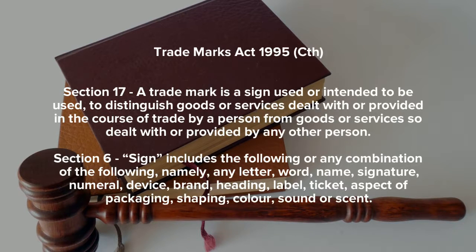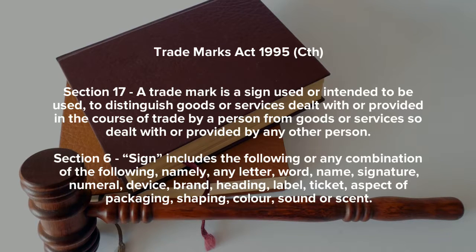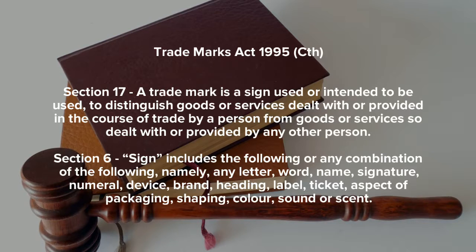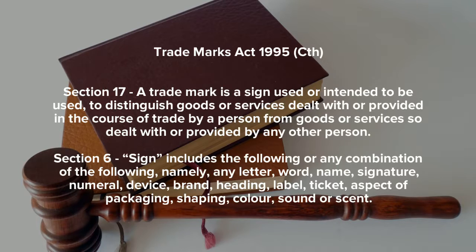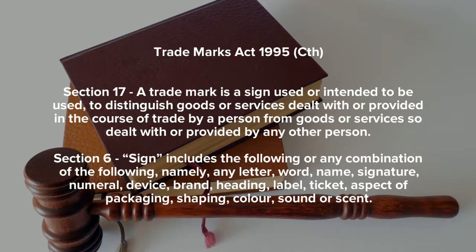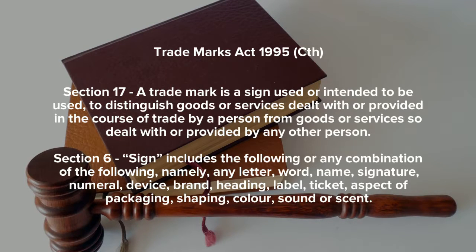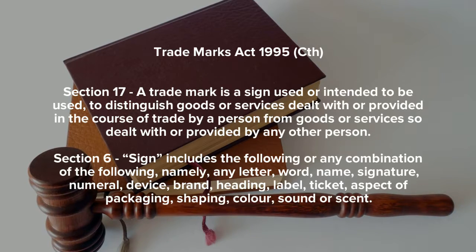The definition of a trademark is quite broad pursuant to Section 17 of the Act and states that a trademark is a sign used or intended to be used to distinguish goods or services dealt with or provided in the course of a trade by a person from goods or services so dealt with or provided by any other person. The definition of a sign as set out in Section 6 of the Act holds a sign to include any letter, word, name, signature, numeral, device, brand, heading, label, ticket, aspect of packaging, shape, colour, sound or scent.